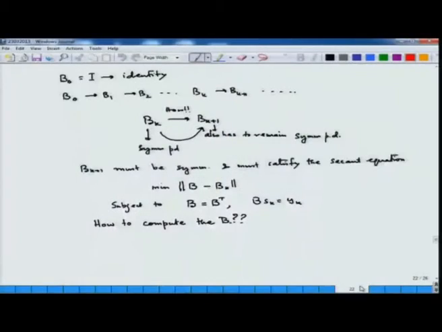Now this is the problem that we really intended to solve, because we had a matrix Bk and we now want to improve from Bk to Bk plus 1 such that Bk plus 1 would be symmetric, satisfy the secant equation, as well as it has to be positive definite at the end. So, how do I do it?